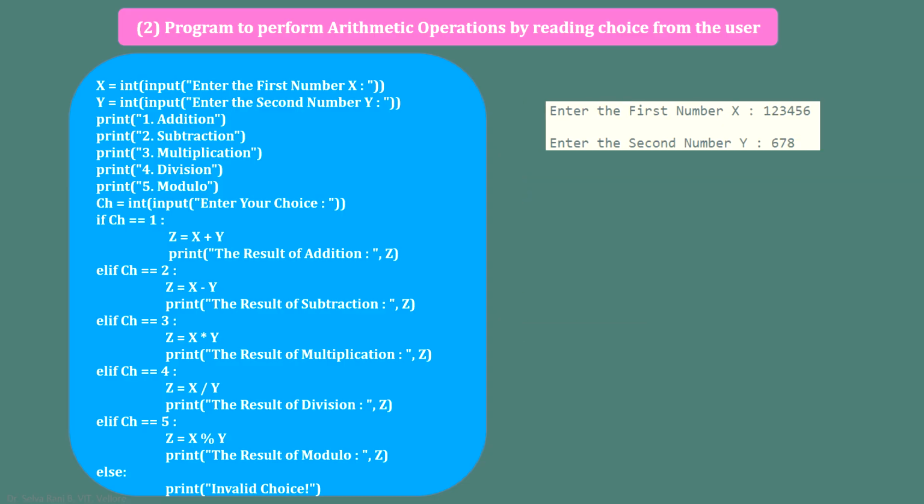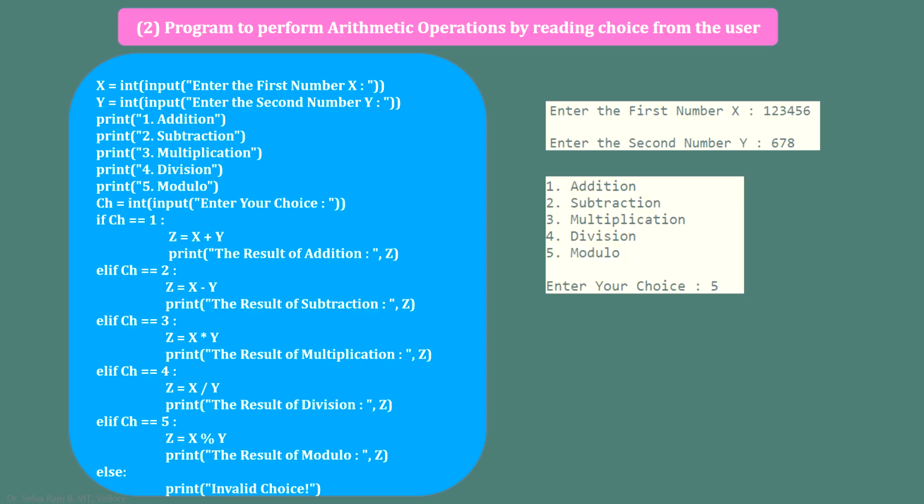And let's assume that x is equal to 123456 and y is equal to 678 given by the user. And after displaying the menu on the screen, let us assume that the choice given by the user is 5. After performing the modulo operation of 123456 with 678, we are getting the result 60 on the screen.